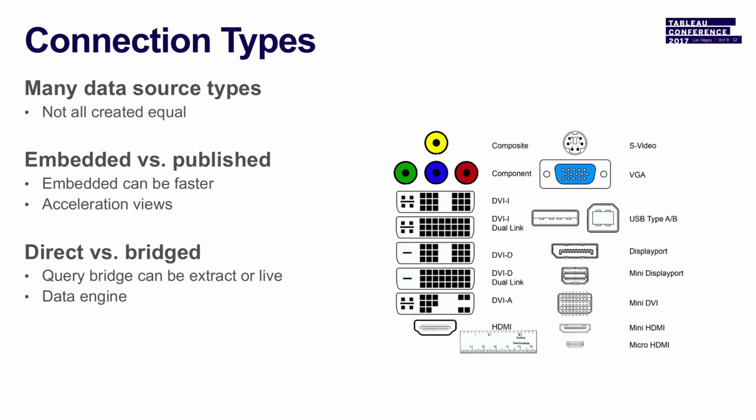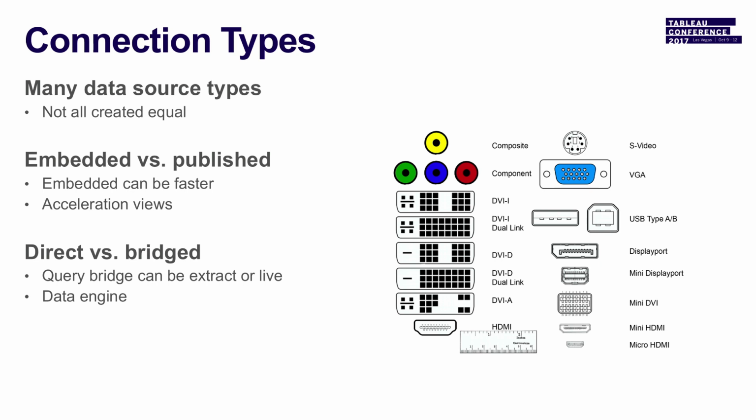So there are lots and lots of different types of connections. Not all of them are going to be created equal. You need to think about the differences between embedded versus published. One of the things to understand is that embedded extracts will sometimes be faster than extracts that are published through the data server. The reason for this is we have these things called acceleration views, which we use to show relevant values. We can do that when we're embedded because we understand how those are going to work.